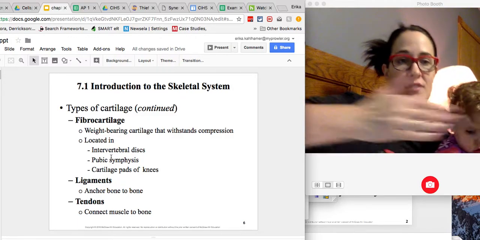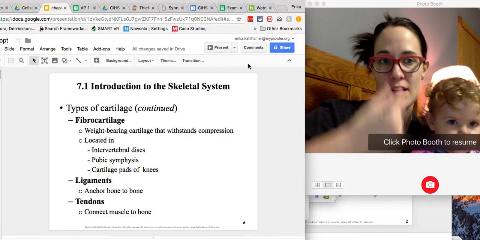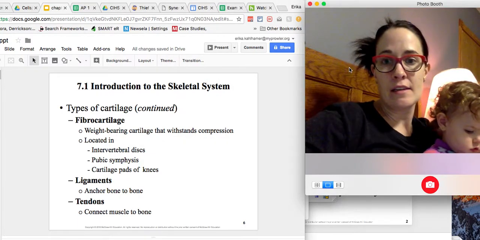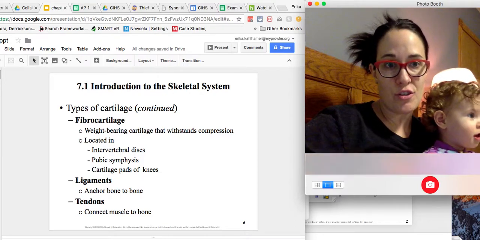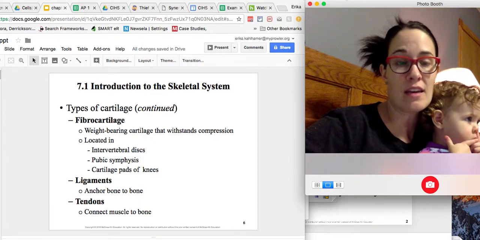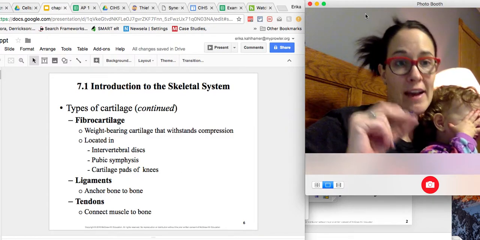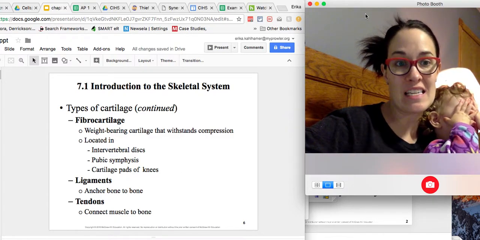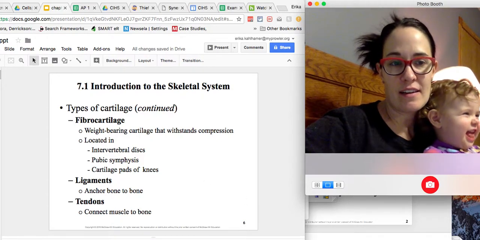In your pubic symphysis, where your pubic bones come together in the front, there is a piece of cartilage, fibrocartilage, that allows your pelvic area to stretch to get ready for pregnancy or for birth. And then specific joints like your knees have extra pads of cartilage, menisci. Those are made of fibrocartilage.